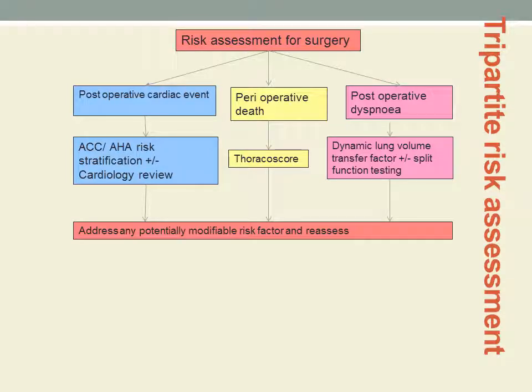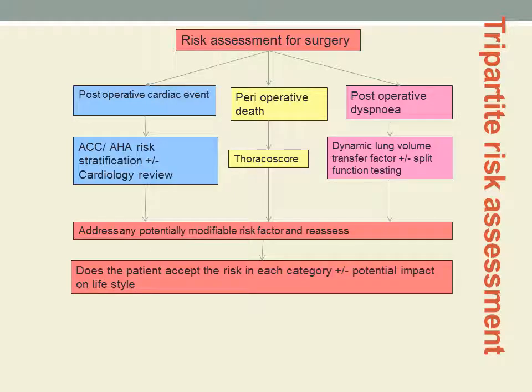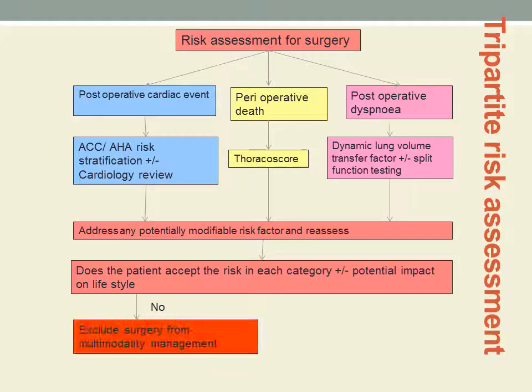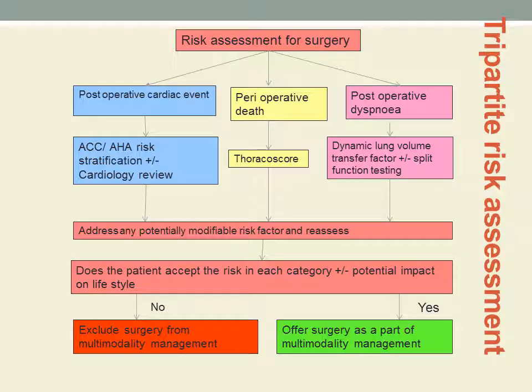So one has to address any potential modifiable risk factors and reassess the patient. And does the patient accept the risk for each category, plus or minus the potential impact on lifestyle? If no, then exclude the surgery for multimodality management, and if yes, offer the surgery as a part of multimodality management.